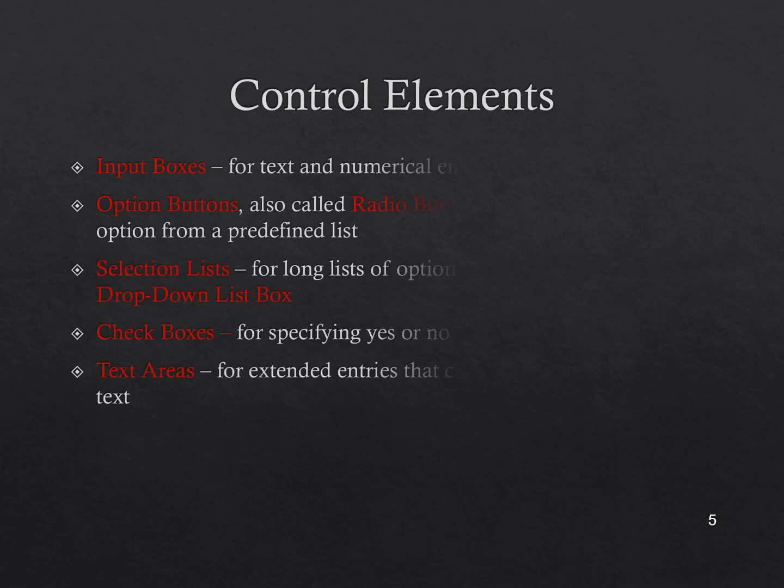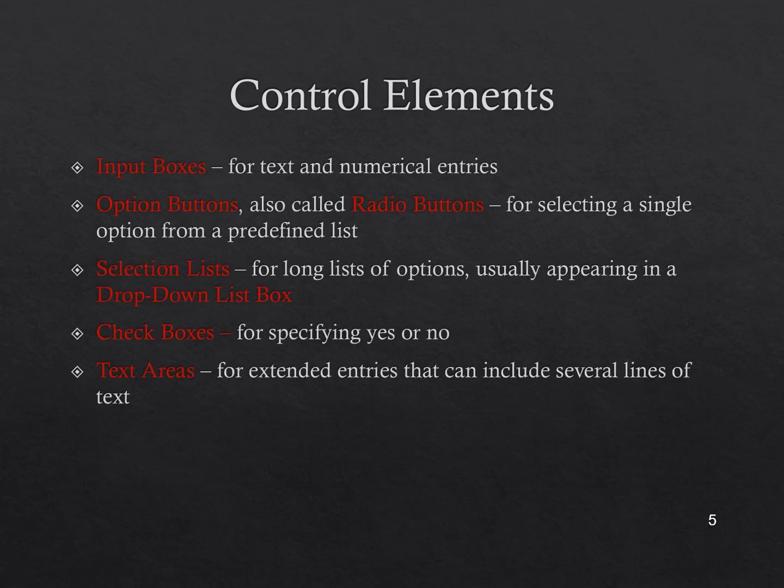And now let's see the control elements. Different types of control elements are input boxes, option buttons, selection list, check boxes, and text areas. For text and numerical entries, we use input boxes, and option buttons are also called radio buttons. These are used for selecting a single option from a predefined list. A selection list is for a long list of options, usually appearing in a drop down list box. Check boxes are used when we have yes or no options. Text areas are for extended entries that can include several lines of text.